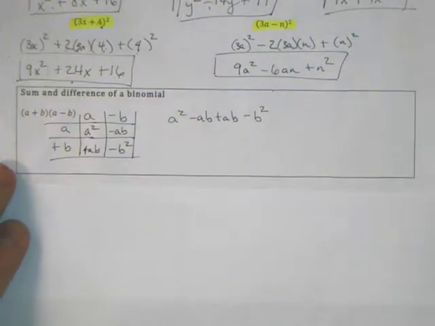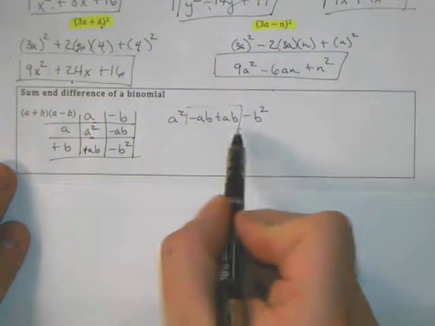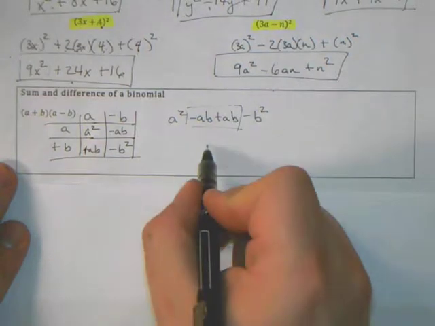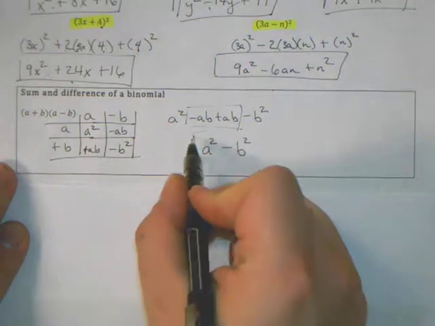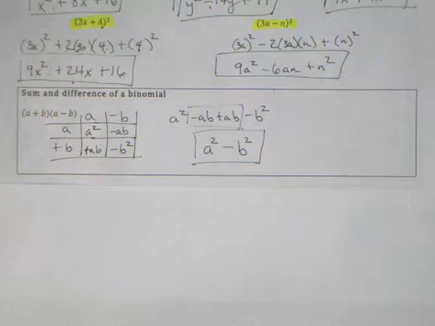If I multiply these two general things together, what do you notice about these two middle terms? They're the same except one's negative. So if I combine those like terms, what happens? 0. They add up to nothing. So my formula is A squared minus B squared. Will that always happen? Yes. That's the reason I'm teaching you this pattern.